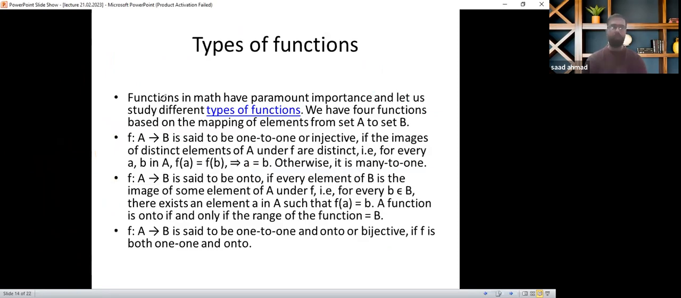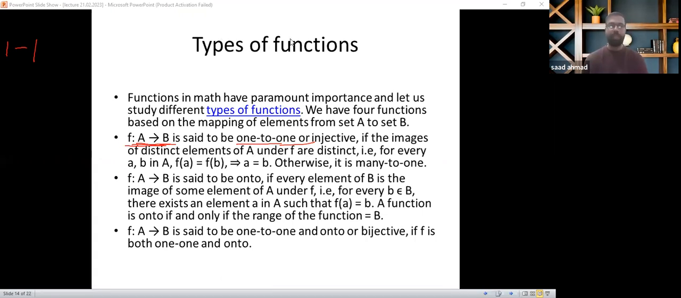Okay, so now these are some types of functions. These are a little different from the types of equations. A function from A to B is said to be 1-to-1, or it's called an injective function, if the images of distinct elements of A under f are distinct.